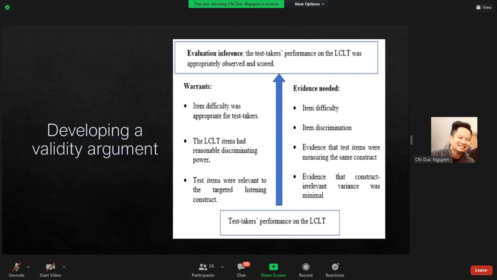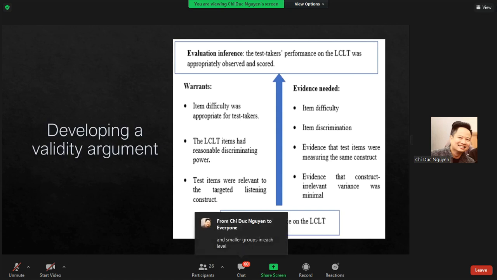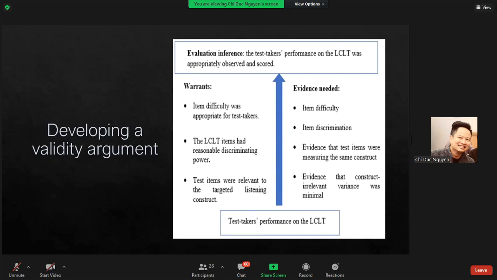Yeah, and smaller groups in each level. Okay, so it's going to be the second quadrant over here. Because we want to say that this student achieved level 3, this student achieved level 4, and the other student achieved level 5. So in order to do so, we have to look at the discriminating power of this kind of item. Such an item must have the capacity to discriminate the students' listening ability into at least 3 different levels, and at the same time, even the smaller groups in each level.